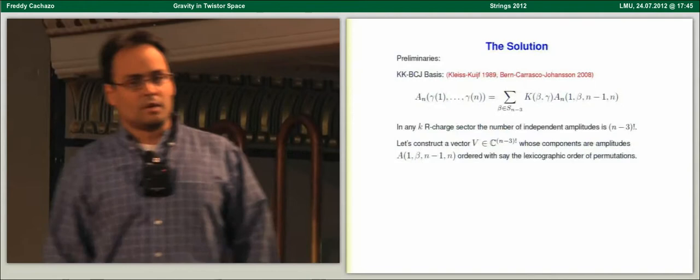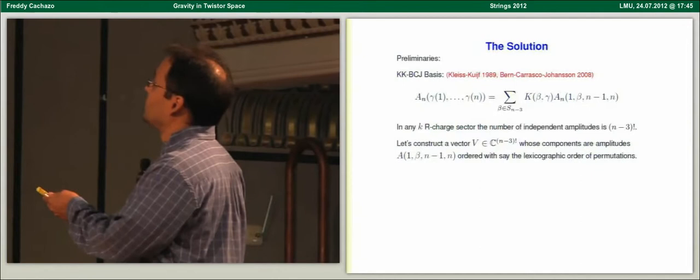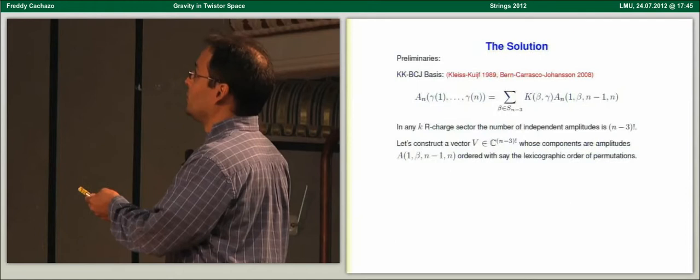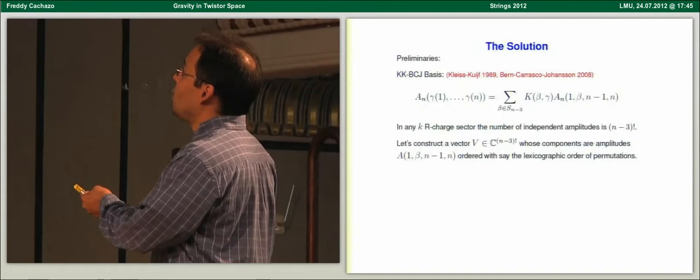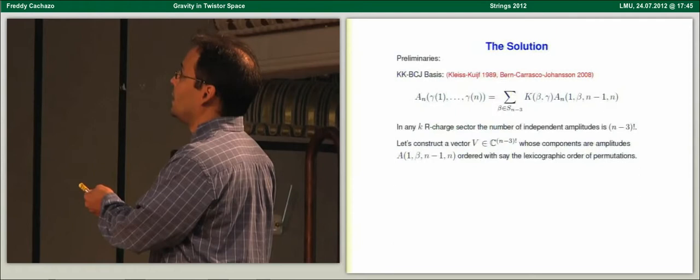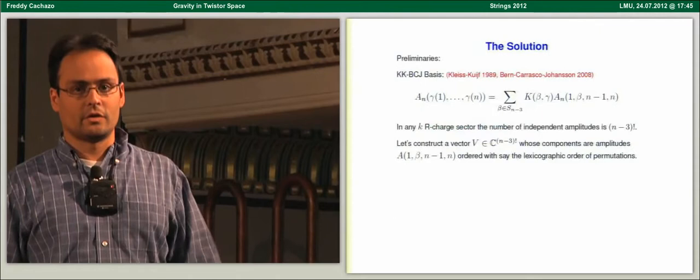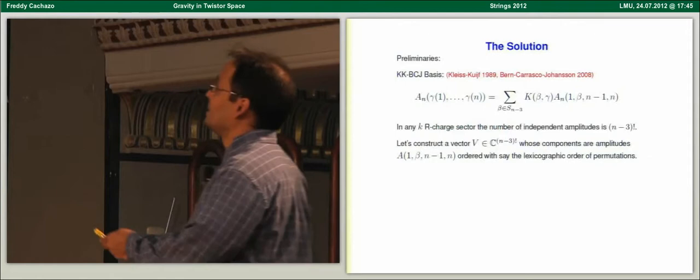Now, the solution to this problem, in order to describe it, I have to give a little bit of a preliminary, but you have heard about this already. This is the development known as the KK-BCJ basis, which implies that any Yang-Mills partial amplitude, with any particular color ordering, can be written as a linear combination of a basis of amplitudes where I fix three labels, 1, n-1, and n in this case. And that means that for any k charge sector, the number of independent amplitudes is (n-3)! instead of the (n-1)! that you would have thought, coming from cyclicity. We will see the significance of this number if you haven't already figured it out.